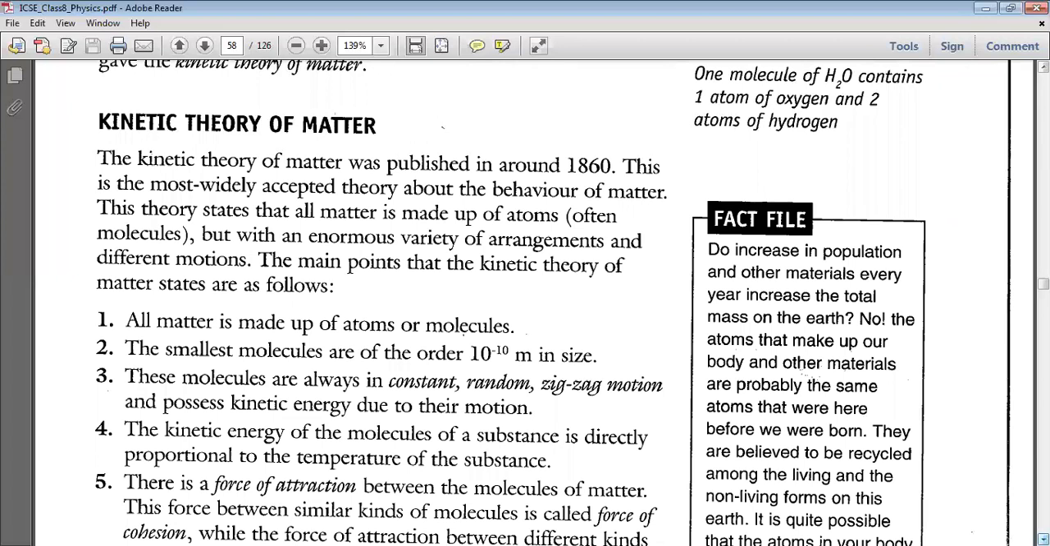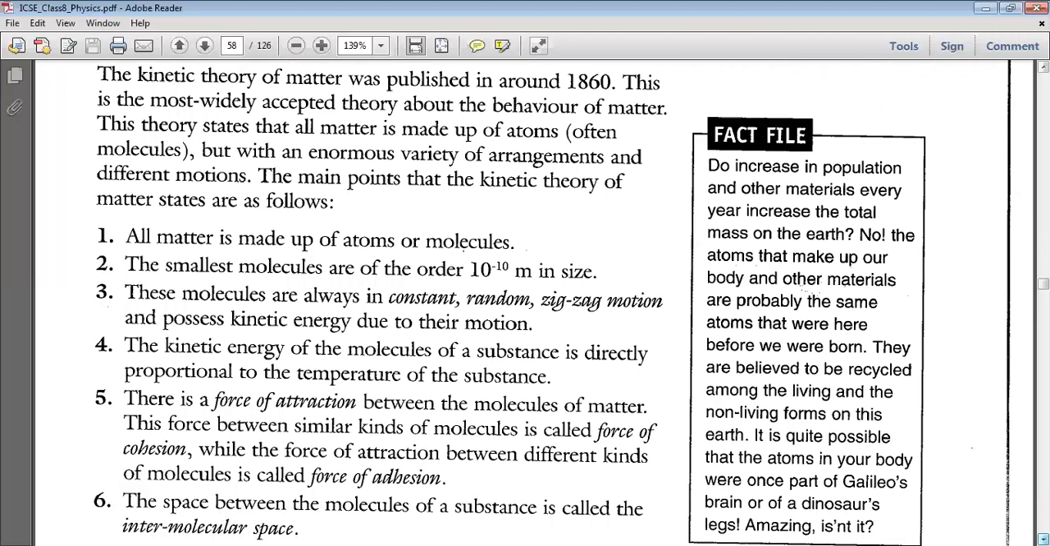This kinetic theory was published in 1860, and the kinetic theory of matter is the most widely accepted theory about the behavior of matter. This theory says that all matter is actually made up of atoms, but with a variety of arrangements and different motions. And the main points that the kinetic theory of matter says are like this.